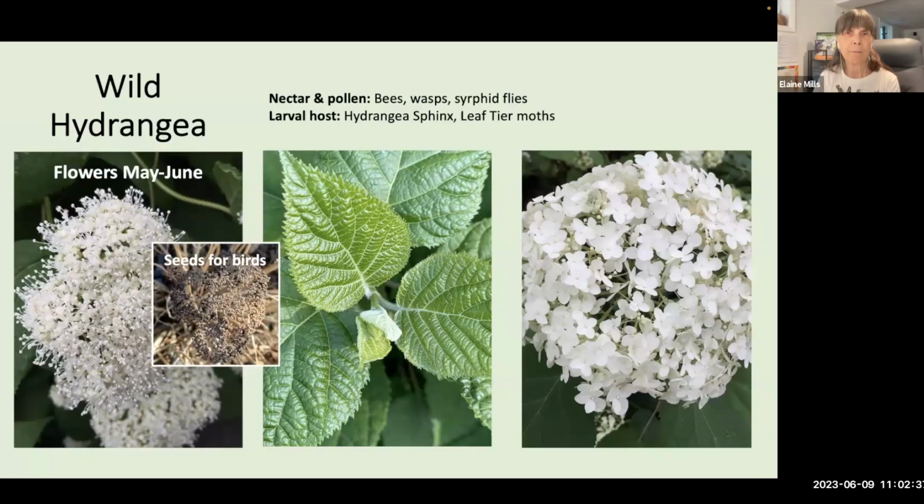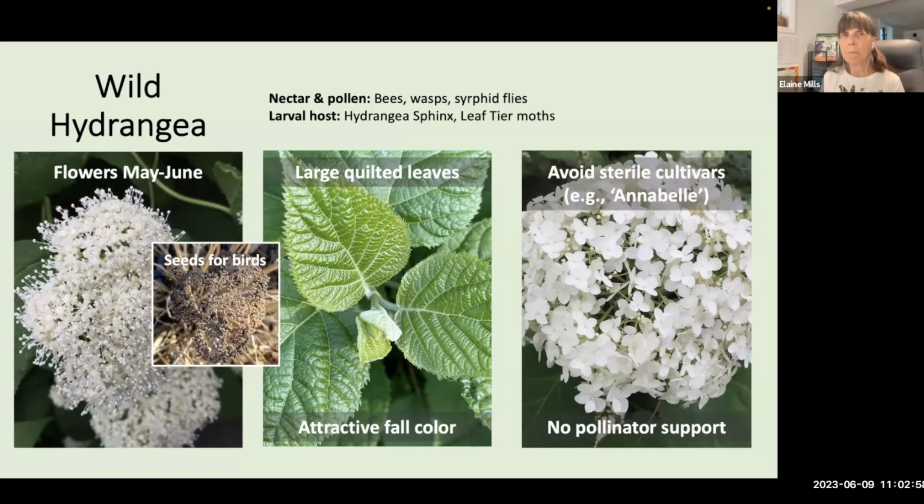The nectar and pollen are enjoyed by bees, wasps, and syrphid flies. Wild hydrangea has large quilted leaves and serves as a larval host for the hydrangea sphinx and leaf tier moths, and has an attractive fall color.